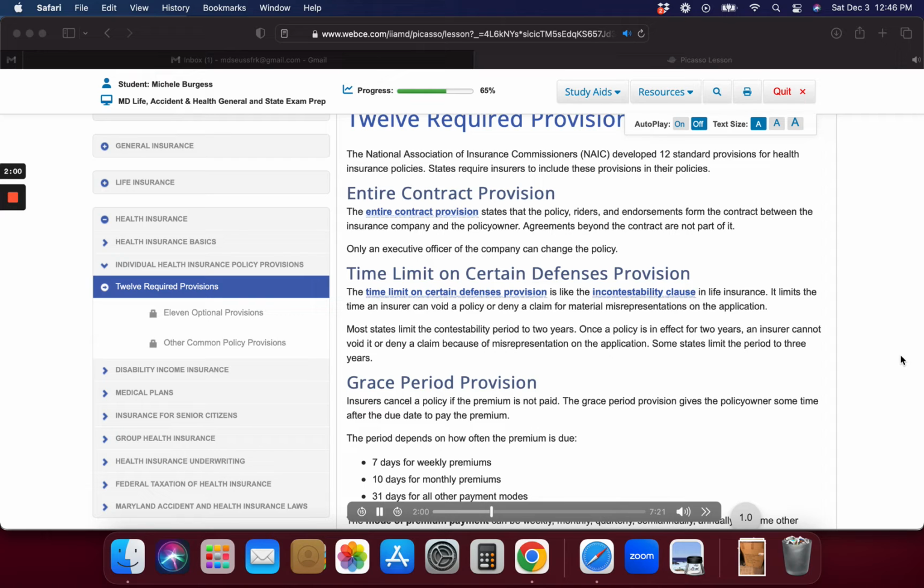Reinstatement provision. If the premium is not paid by the end of the grace period, the policy lapses. The reinstatement provision lets a policy owner reinstate a lapsed policy within a certain period. The normal reinstatement period is 3 years from the date of lapse. To reinstate a policy, the policy owner applies for it, pays past due premiums with interest, and gives proof of insurability. The insurer has up to 45 days to reject the application for reinstatement. If the insurer does nothing, reinstatement is automatic.